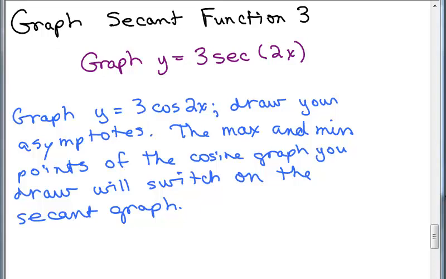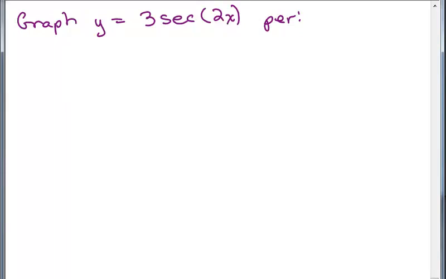This is our third video on graphing the secant function, and we're going to do this graph, y equals 3 secant of 2x. So here's the technique I'm going to use. We're going to graph y equals 3 cosine of 2x, and then we're going to draw our asymptotes by looking at the graph, and note that the maximum and minimum points of the cosine graph that you see will switch for the secant graph. All right, so we want to graph y equals 3 secant of 2x.